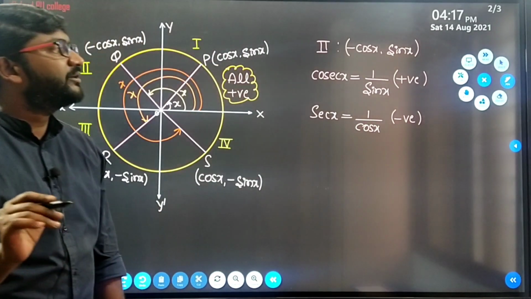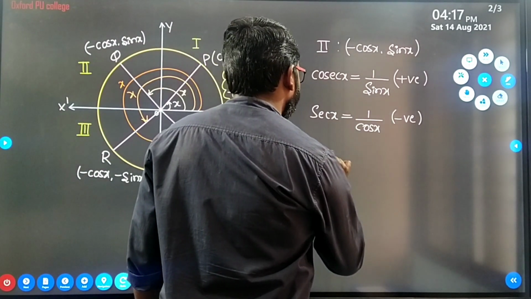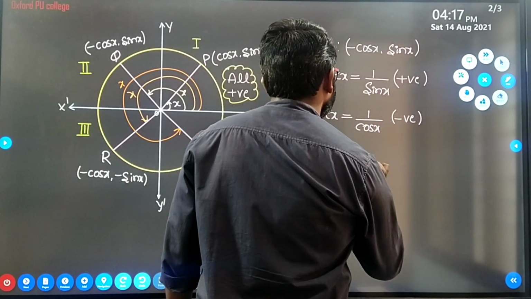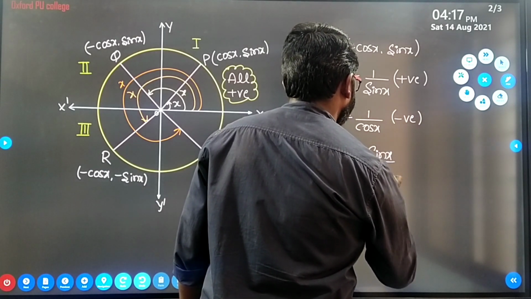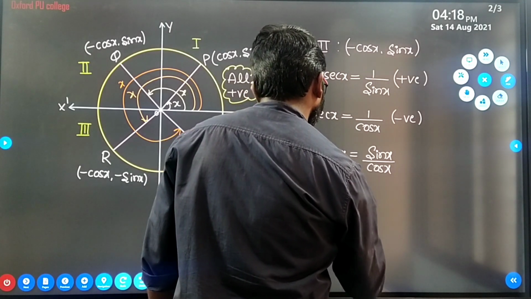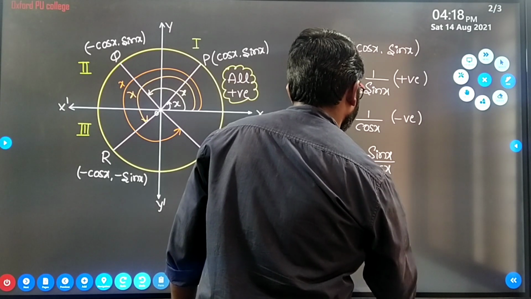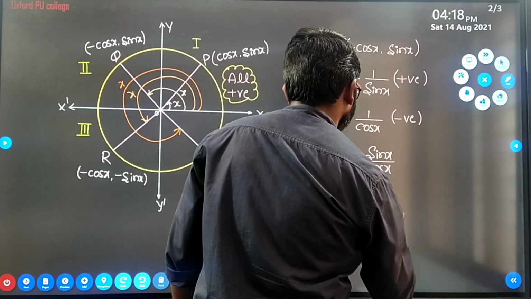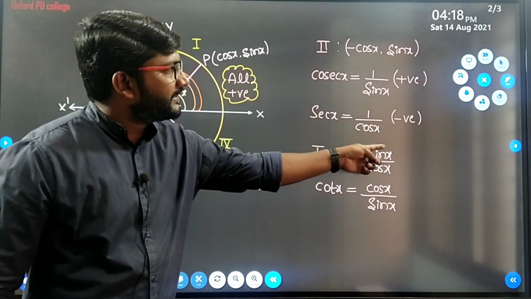Then next I will be going for tan x and cot x. So tan x is equal to sin x by cos x, and cot x is equal to cos x by sin x. Let us analyze these two. So tan x is nothing but sin x by cos x.